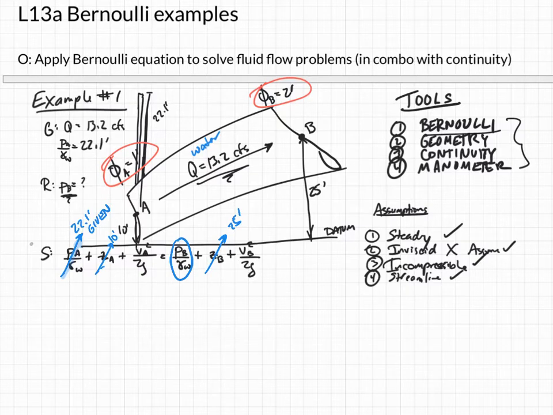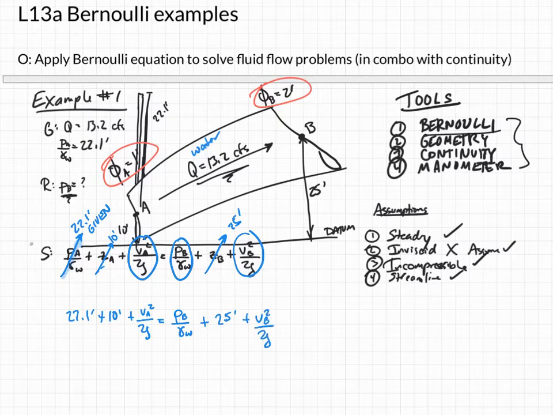And then we've got VA and VB, and we can't really work with those just yet. So those are currently unknowns, because there's nothing given about those two. So we're left with 22.1 feet plus 10 feet plus VA squared on 2G equals PB over gamma water, that's what we're looking for, plus 25 feet plus VB squared on 2G.